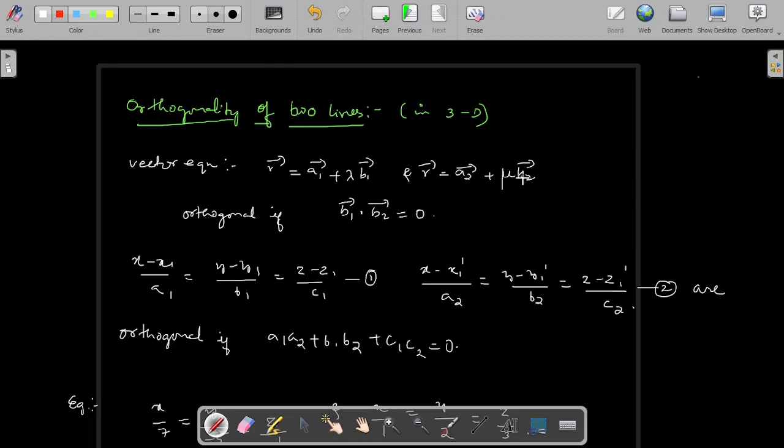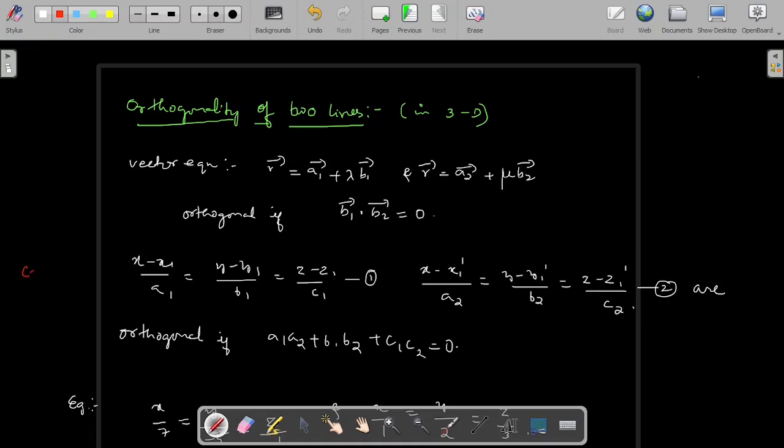Now these two lines are orthogonal if the angle between those two vectors b1 and b2 is 90 degrees, meaning their dot product is 0. That's b1 vector dot b2 vector. If you get it as 0, then those two vectors are perpendicular, and those two vectors give you the directions of the lines, hence the lines must be perpendicular. This is when the lines are given in vector equation.